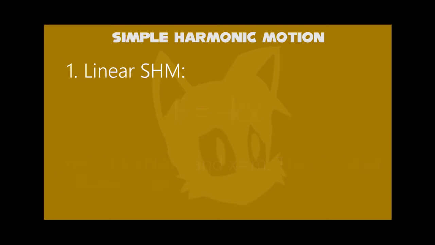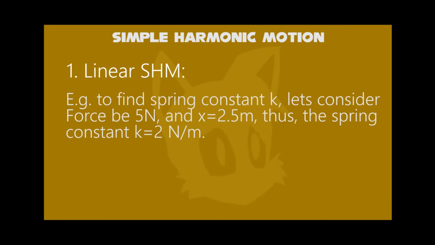For example, to find the spring constant, let's suppose F is given as 5 newtons and x is 2.5 meters. Thus, the spring constant is 2 newtons per meter.